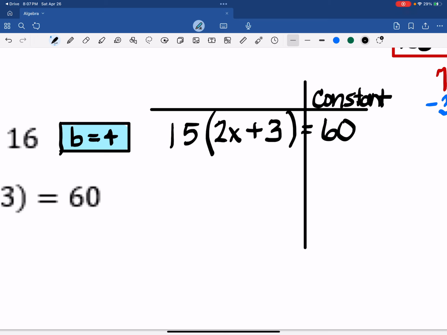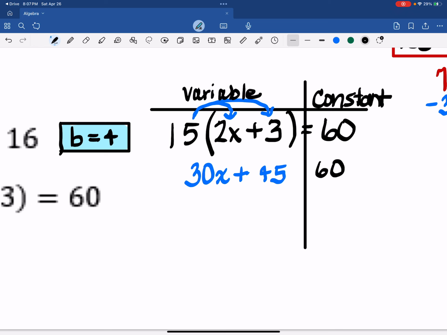We have to get rid of those parentheses. So to do that, I'm going to take that 15 times that 2 to get 30. And we're carrying an x on that one. And then 15 times positive 3 is positive 45. And then over here, that 60 just keeps falling down the line. So my variable is here. I like to wait until my parentheses are gone to decide that, but in this case, it's clearly there.